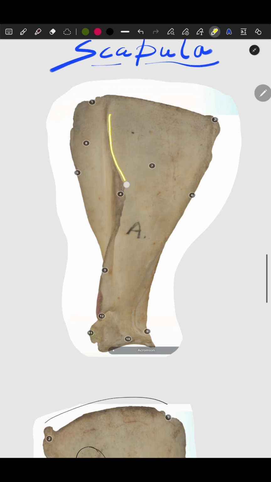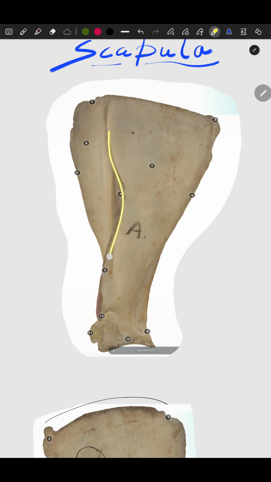Next, there is the scapular spine. The scapular spine runs and ends as the acromion process. Here, we can see this is the acromion process and it contains a tubercle-like structure. This is known as tuber spine.